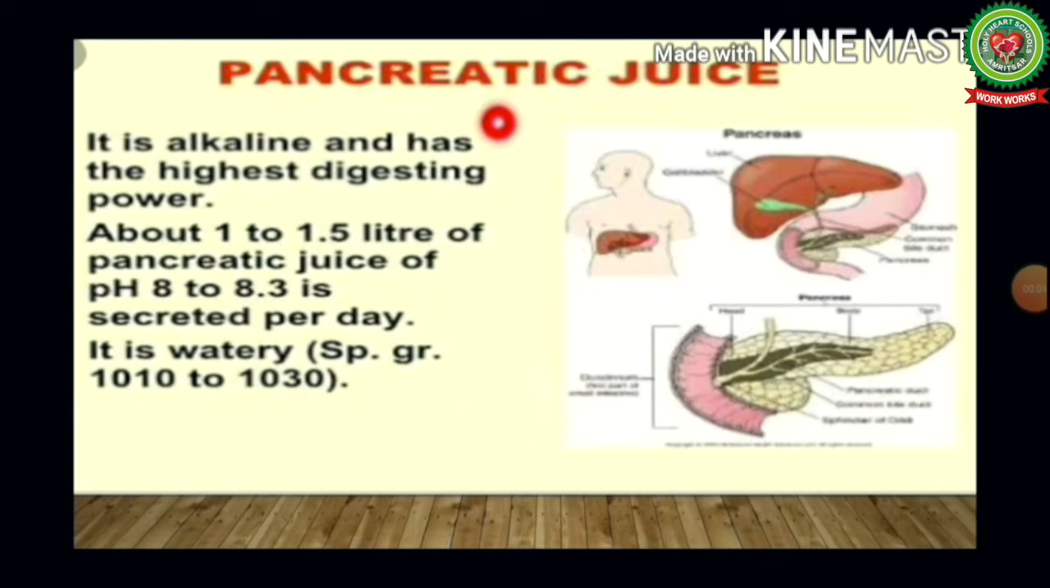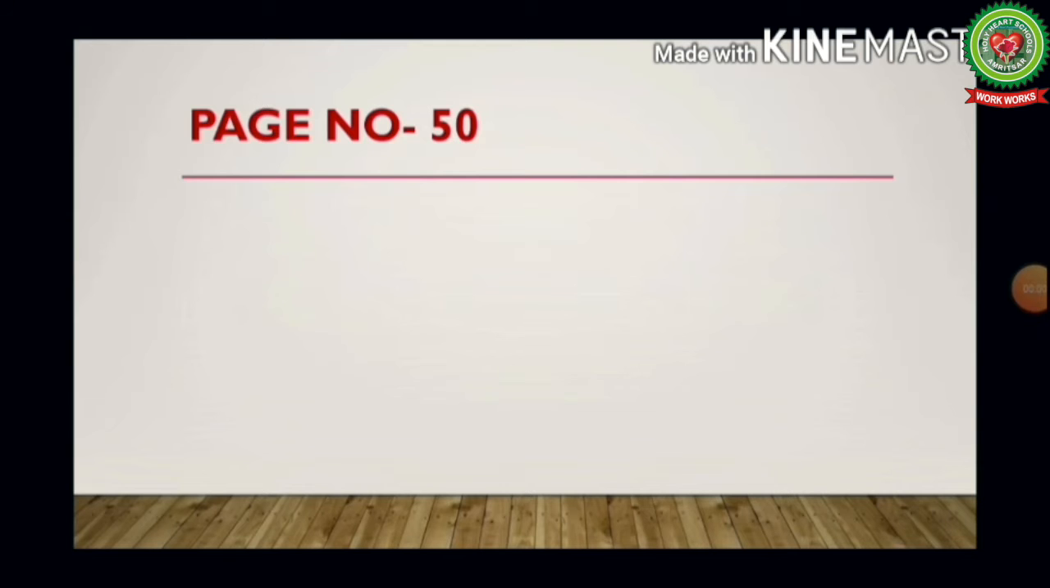Pancreatic juice. Pancreatic juice is a juice which is secreted by the pancreas. It is alkaline and has the highest digesting power. About 1 to 1.5 liters of pancreatic juice of pH 8 to 8.3 is secreted per day. It is watery.